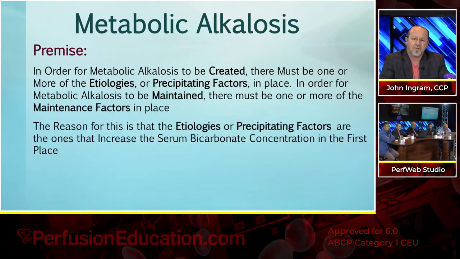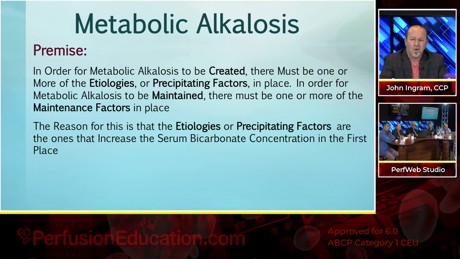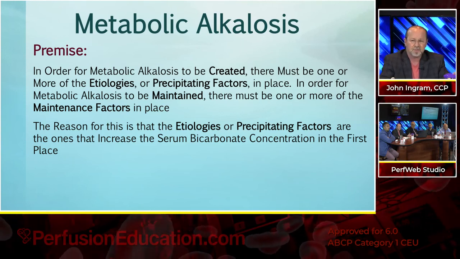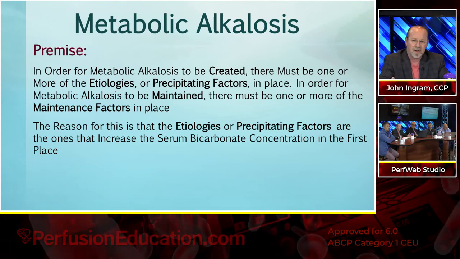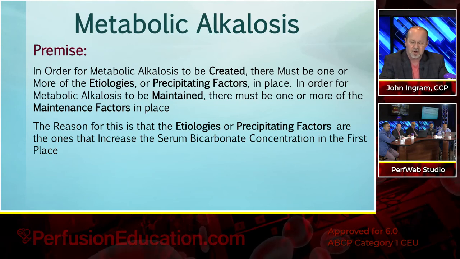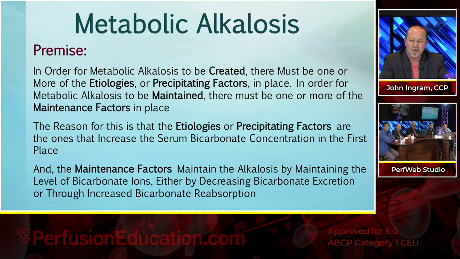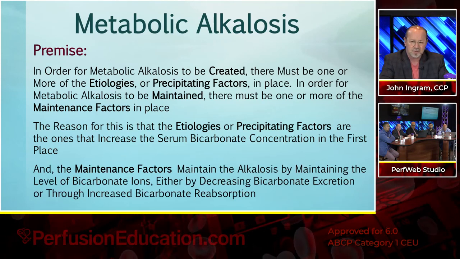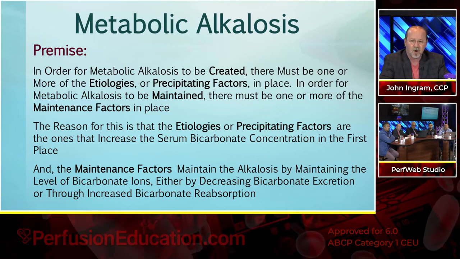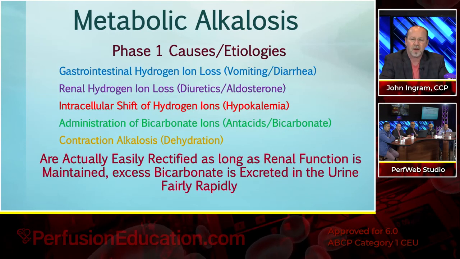So the premise for metabolic alkalosis is, in order for it to be created, there must be one or more of these etiologies, or what I call precipitating factors, in place. In order for it to be maintained, there must be one or more of the maintenance factors in place. The etiologies are the ones that increase the serum bicarbonate concentration in the first place, and the maintenance factors maintain the alkalosis. And how do they do that? They maintain the level of circulating bicarbonate ions, either by decreasing bicarbonate excretion or through increased bicarbonate reabsorption, which is sort of the same thing. Either way, your kidneys are not excreting the bicarbonate ion properly.